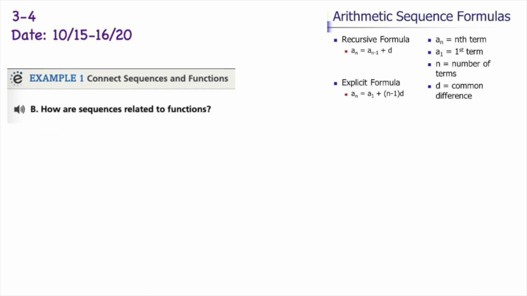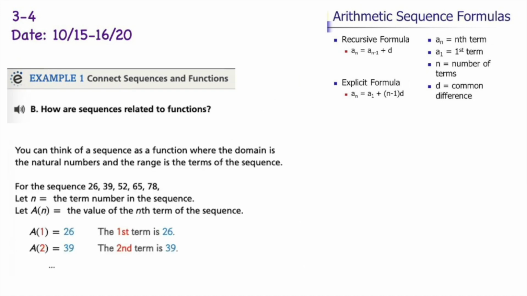Let's look at 1b. How are sequences related to functions? So you can think of a sequence as a function where the domain is the natural numbers and the range is the terms in the sequence. So your range is going to be the numbers you see in the sequence with the commas in between, and what you're plugging in, the n, that is going to be your domain. So whatever you plug into the formula, and the answer that you get, essentially is a function. n is your x values and the sequence is your y values.